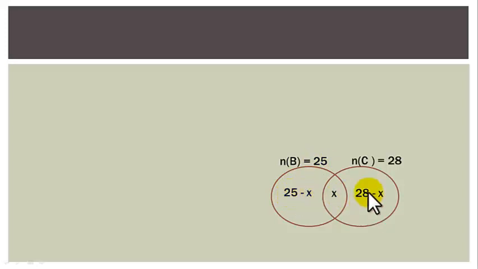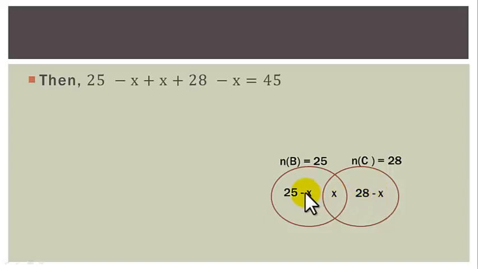And this portion, the number of students that offer chemistry is 28. The number of students that offer chemistry only is 28 minus X. Therefore, if we sum these three, that should give us the total number of students in the class. That is 25 minus X plus 28 minus X should give us 45. Here, minus X plus minus X combine, and this will then give us 25 plus 28 is 53.